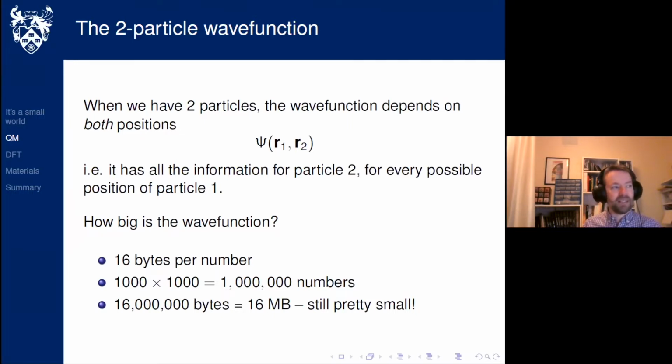So in this case, the wave function has all the information for particle 1 and particle 2, but it also needs me to put the positions of particle 1 and particle 2 in. It depends on both positions. So now I have 1,000 possible locations for the first particle. I also have 1,000 possible locations for the second particle. So the total number of combinations I need to think about is 1,000 times 1,000, which is 1,000,000 numbers. So at 16 bytes each, that now takes 16 million bytes, which is 16 megabytes, which is still not a problem.